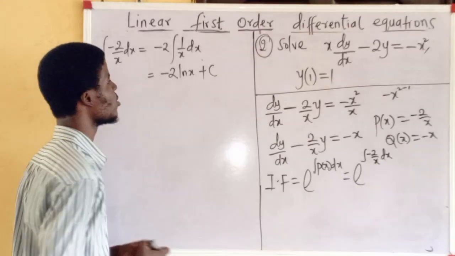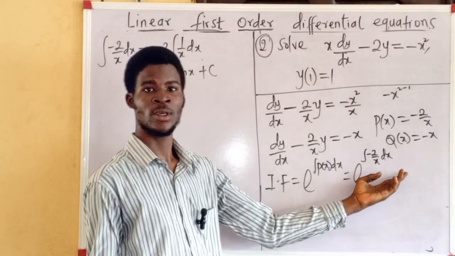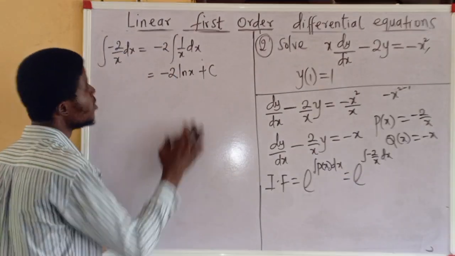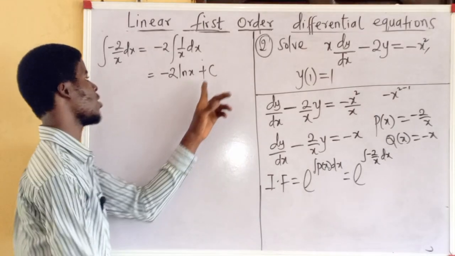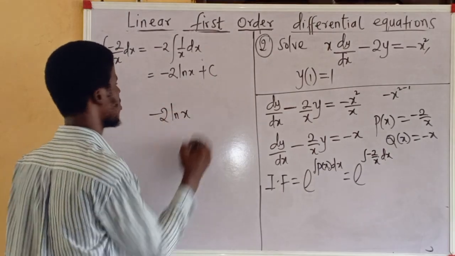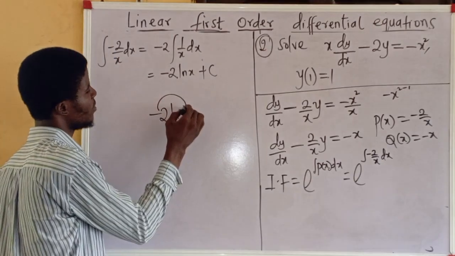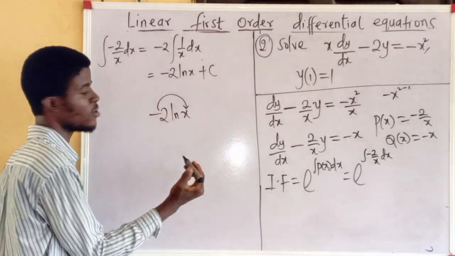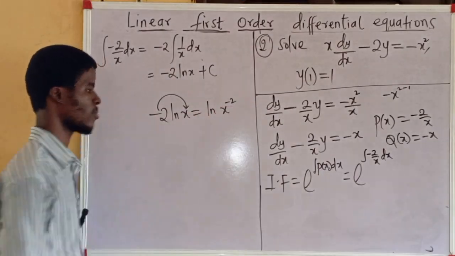Okay, but take note, we are not going to add arbitrary constants to our integrating factor. We are not adding it. This is just the integral of this function, generally, but we are not adding the c to it. So let's simplify minus 2 ln x. By the law of logarithm, this minus 2 can stand as the power of x. That's ln x raised to the power minus 2.